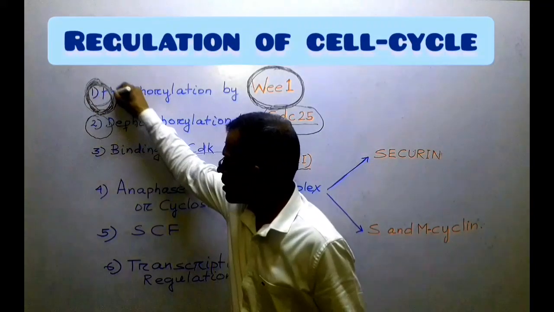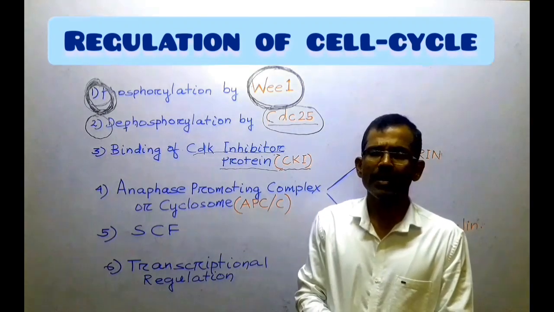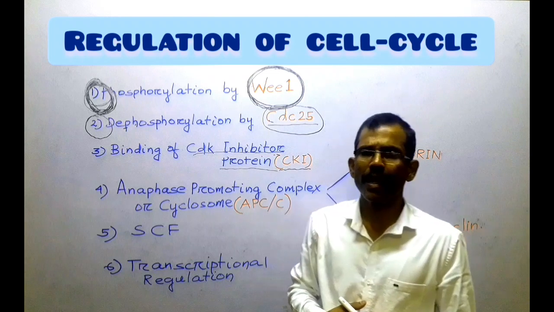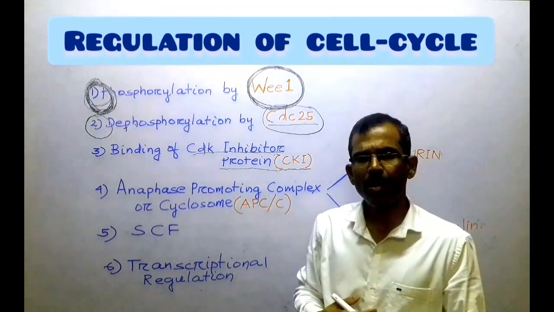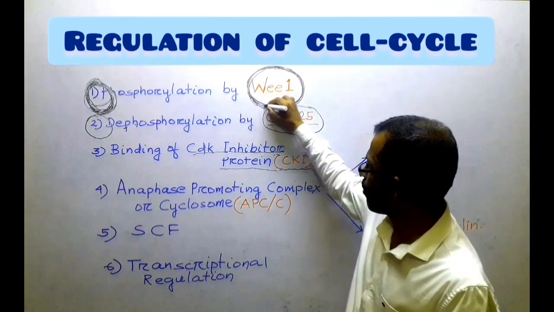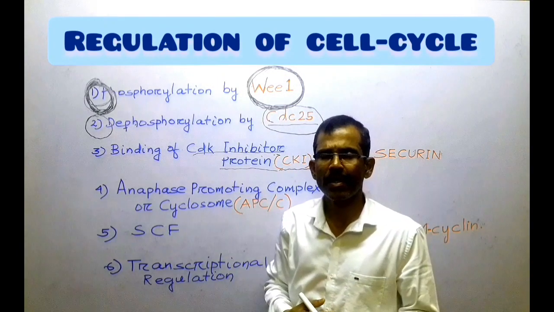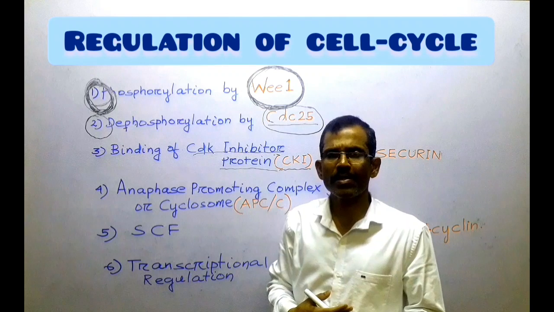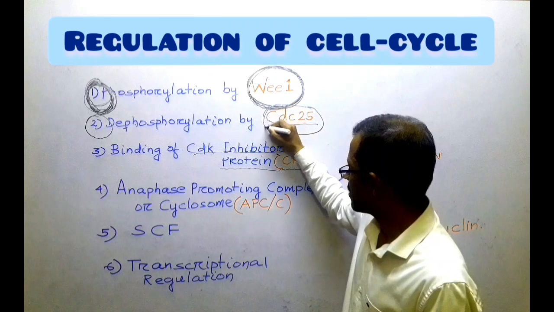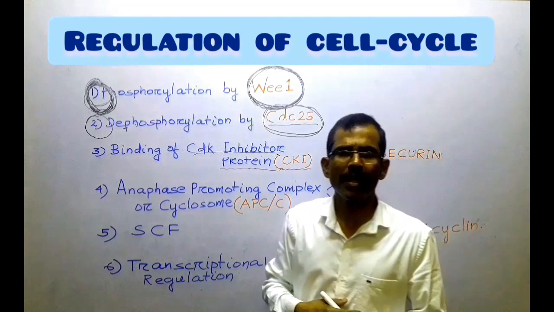First, phosphorylation of a pair of amino acids in the roof of kinase active site inhibits the activity of cyclin-dependent kinase. Phosphorylation of the same amino acids by protein kinase called Wee1 inhibits the activity of cyclin CDK complex, whereas dephosphorylation of these amino acids by phosphatase called CDC25 increases the activity of cyclin dependent kinase.